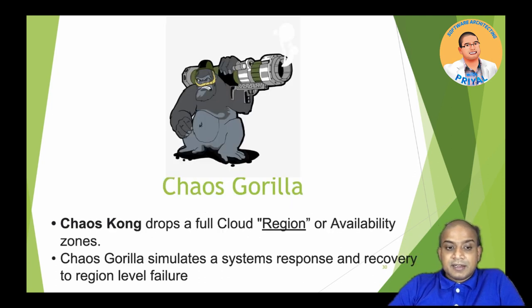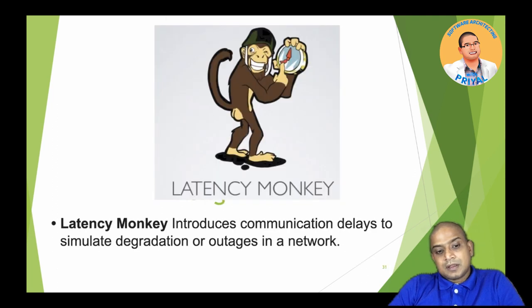The second one is the Chaos Kong. Chaos Kong is more or less a bigger version of Chaos Monkey. It takes down an entire availability zone or a region in AWS, and then analyzes how that particular scenario affects the system. And the other one is the Latency Monkey. The Latency Monkey artificially creates some latency or bottleneck in the communication channels to test how the system behaves in a delayed environment, or an environment which has high latency.